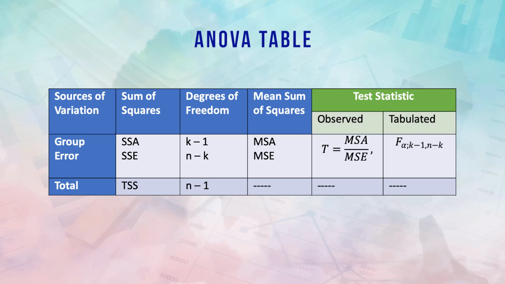One is the observed, that which we will calculate, and one is the tabulated, which is already there in the table. So these components should be there in the ANOVA table.